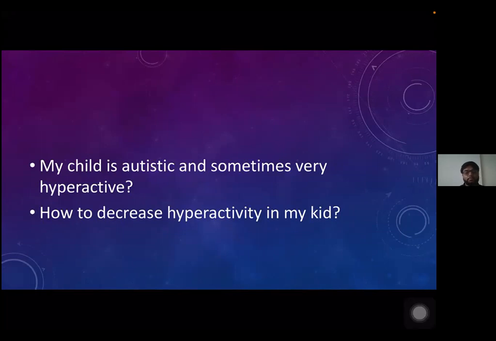There are certain points when they are not able to express themselves, and they become too hyperactive. There are some situations which do not favor them, and they become hyperactive because they are not able to communicate to us like other regular kids do. So we need to avoid such situations. That is one thing, and we need to calm them down.